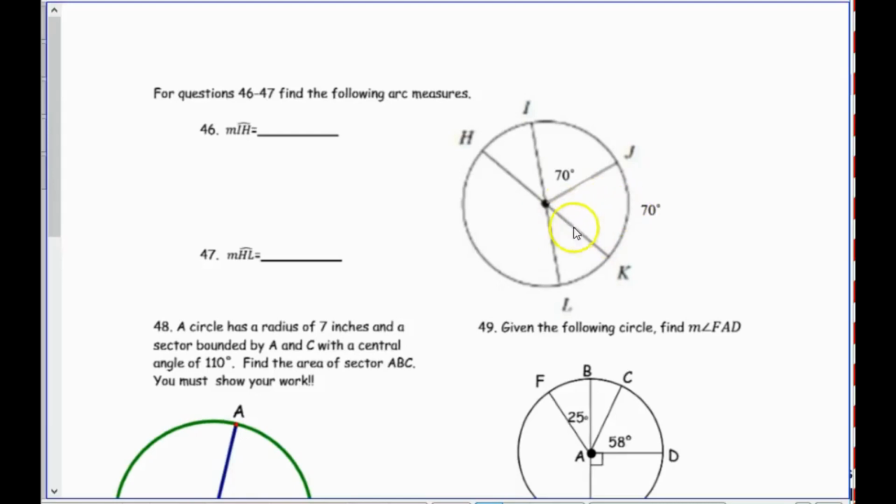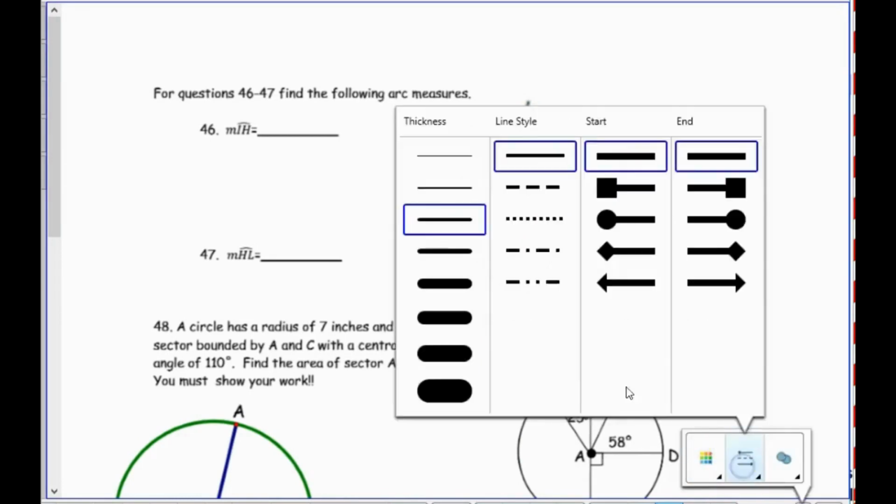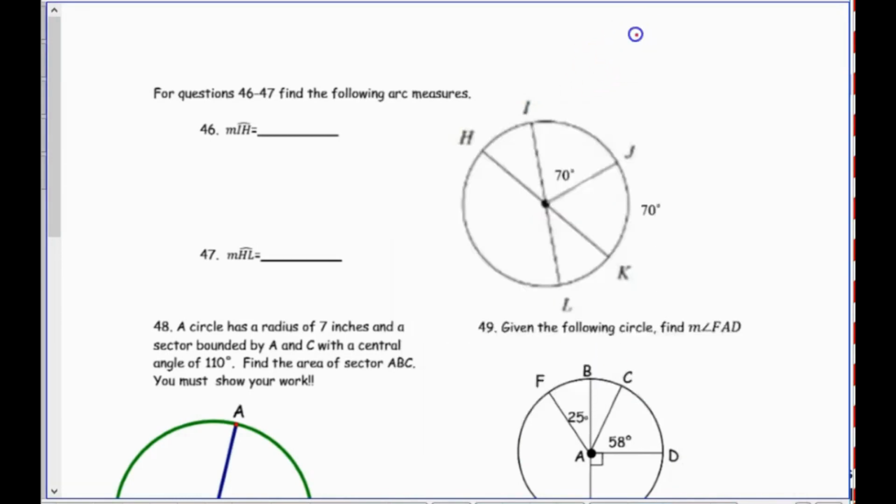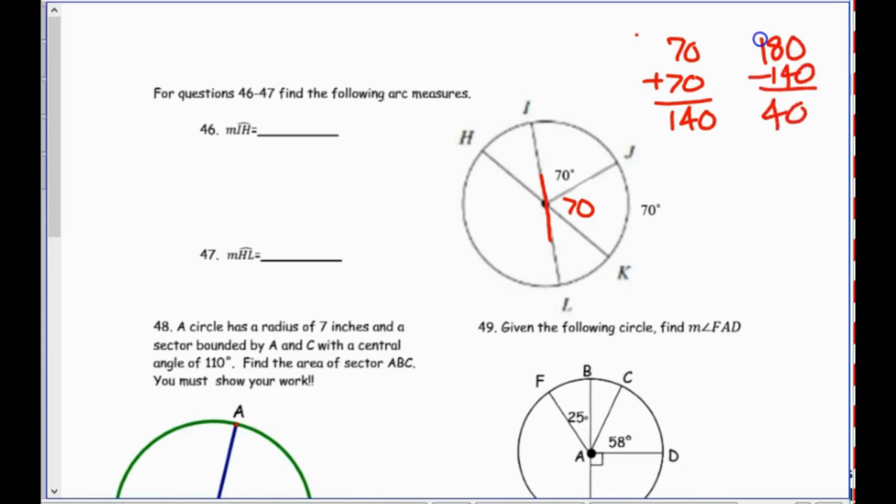All right. So if this is 70, then we know that this is also going to be 70 on the inside here. So we're going to write 70 right here. And then this is a straight line, which is 180. So 70 plus 70 is 140. And we got 180 minus 140 gives you 40. Right, so we got 40 right here.